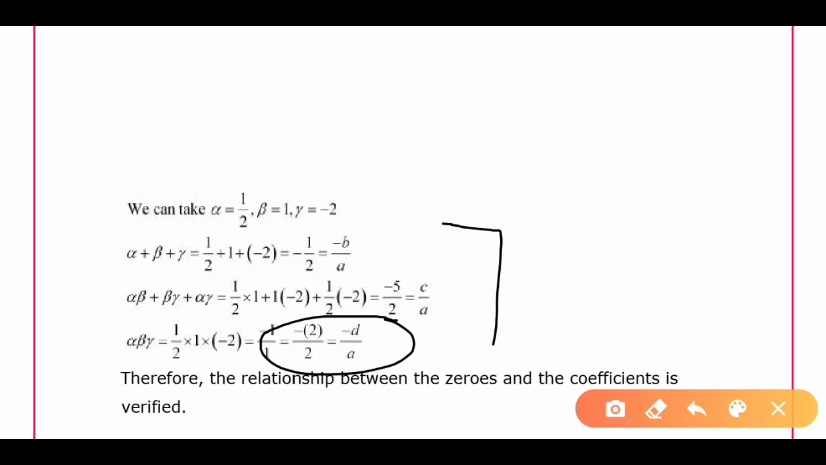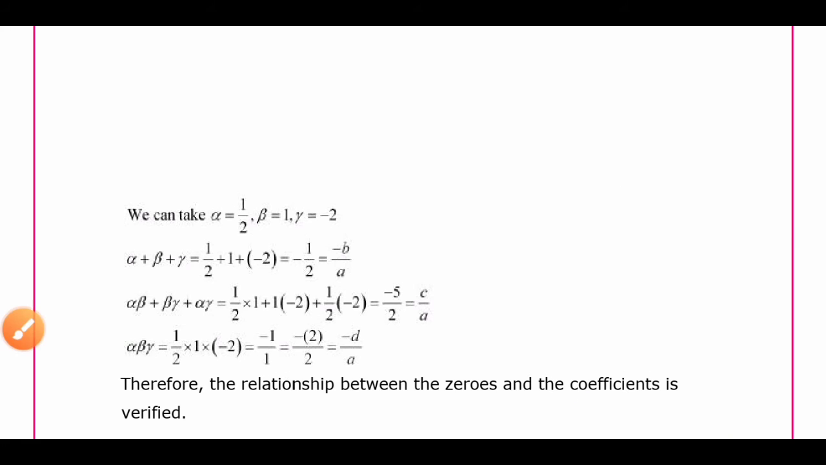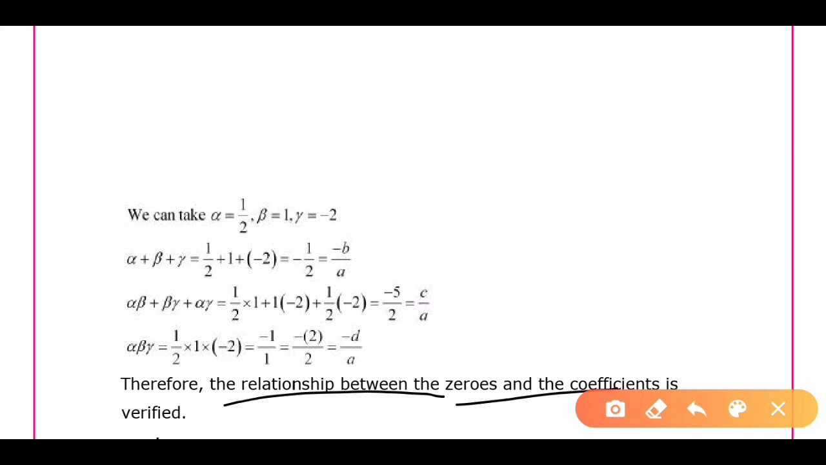After comparing these values, we can find the value of a equals 2, b equals 1, c equals minus 5 and d equals minus 1. Clear? Therefore, the relationship between the zeros and the coefficients is verified. Clear?